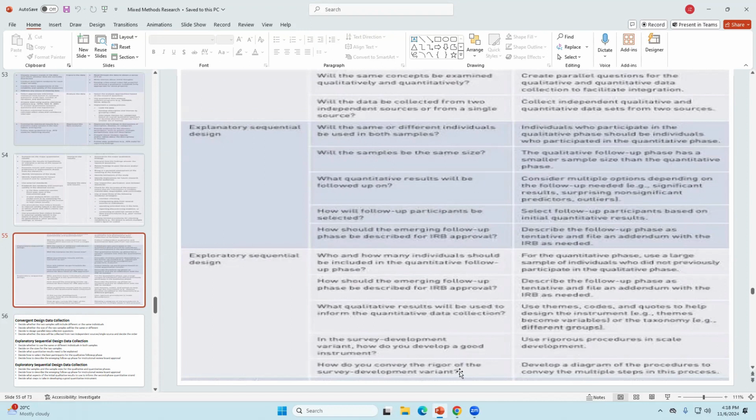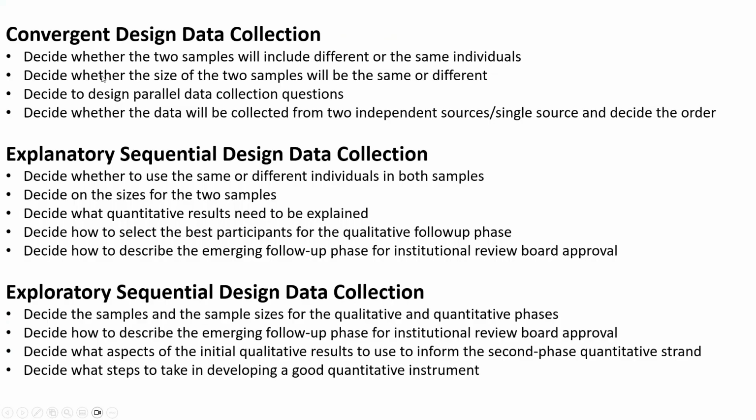How do you convey the rigor of the survey development variant? How do you show that it's rigorous? Develop a diagram or procedure to convey the multiple steps. If you show the diagram, they will know that it's a complex process. You are applying one after another, it will be more complex, okay? In convergent design, you should decide whether the two samples will include different or the same individuals. You should decide whether the size of the two samples will be the same or different.